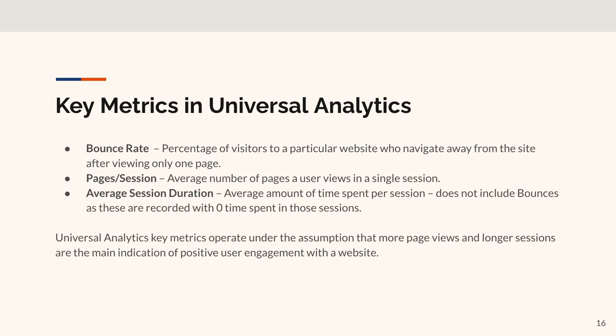Pages per session is the average number of pages a user views in a single session. Higher is better, right? Again, maybe. Maybe not, because if you have a very high number of page views per session, you might have users who are confused or spending a lot of time looking through the site and can't find what they're looking for. Average session duration, same thing. Longer is not necessarily better.